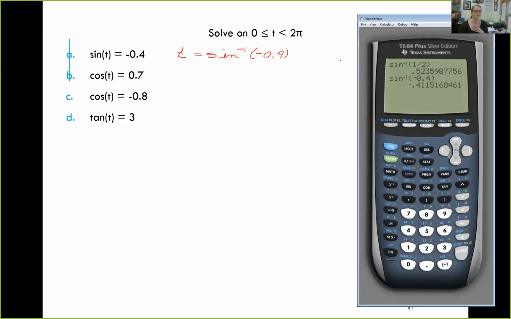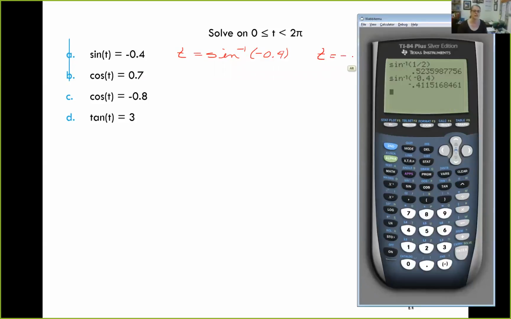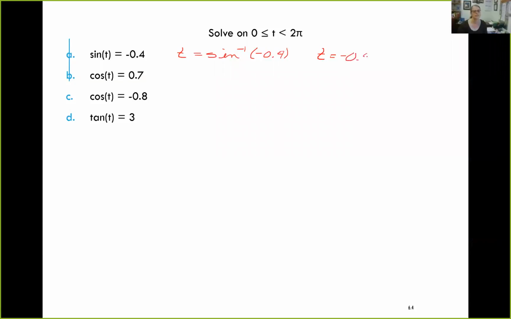I got an angle of negative 0.4115 radians. My problem says to solve this between 0 and 2 pi. This isn't between 0 and 2 pi.